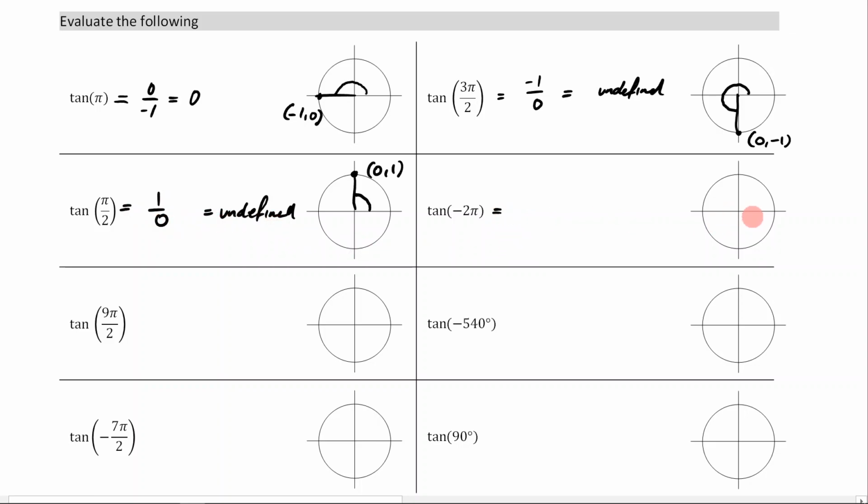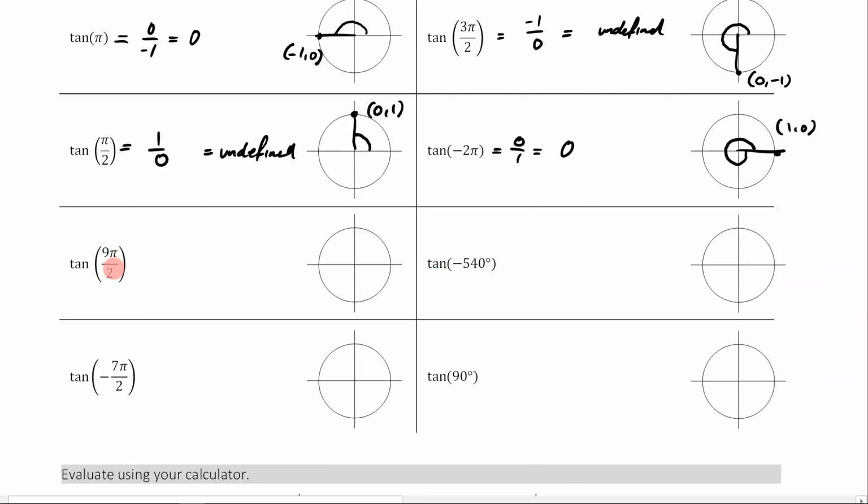The next one is going to be -2 pi. Remember, this time what we're doing is we're going to go this way around, but that really doesn't change anything. It's still just going to be that point, which is 1, 0, so 0 over 1, which is going to be 0. Or you could think of the gradient of a horizontal line.